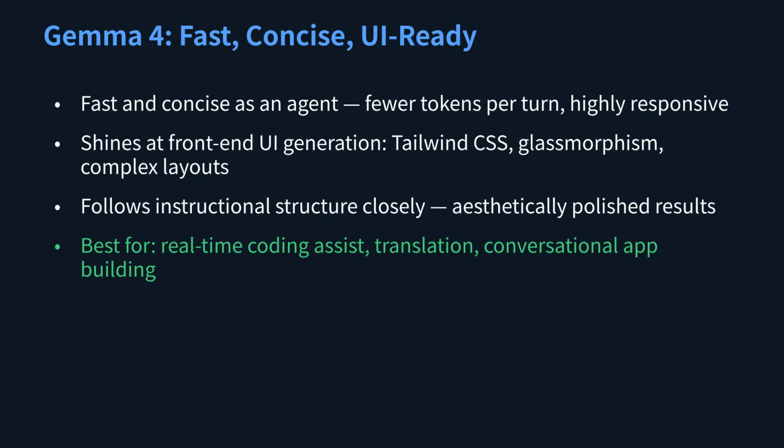Gemma 4 is fast and concise as an agent. It gets to the point quickly, uses fewer tokens per turn, and feels highly responsive. It particularly shines at front-end UI generation, with complex design prompts involving Tailwind CSS and intricate layouts, following instructional structure closely and producing aesthetically polished results.